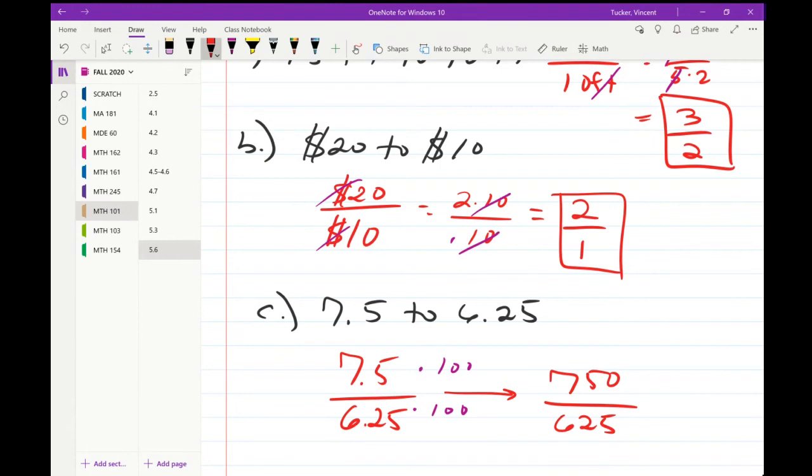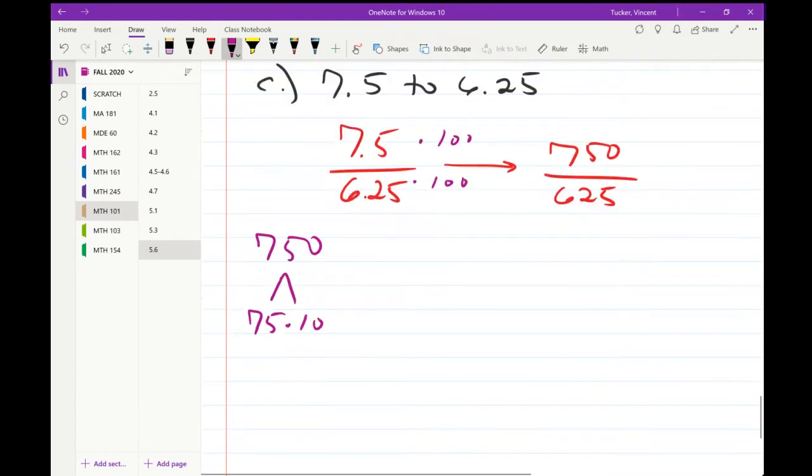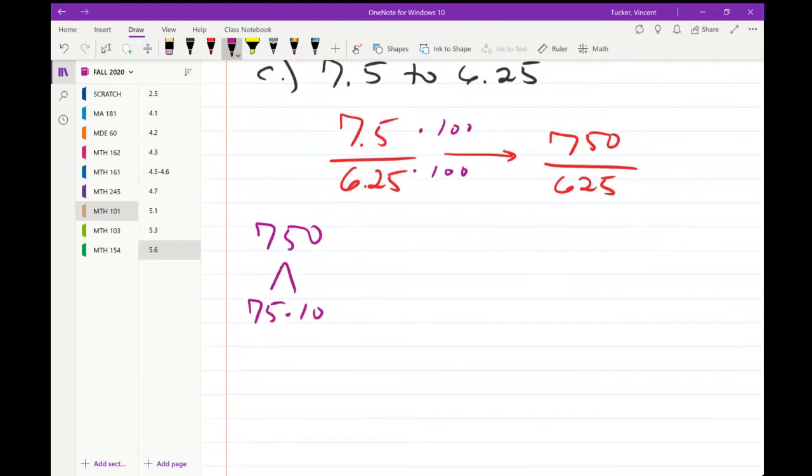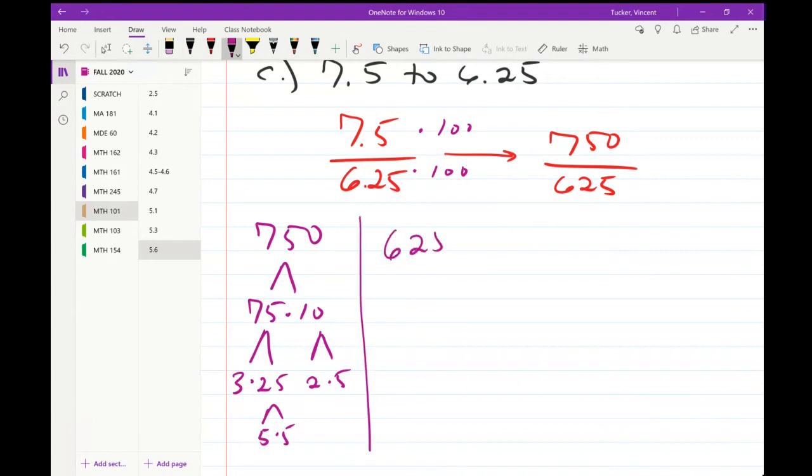All right. So now I look to reduce this. 750 can be broken up into 75 times 10. I'm just breaking it down this way just to make sure everybody sees what's going on. 75 is 3 times 25. 10 is 2 times 5. And then 25 is 5 times 5. So let me see. I'll do this first. Let me break down 625. That's 25 times 25.